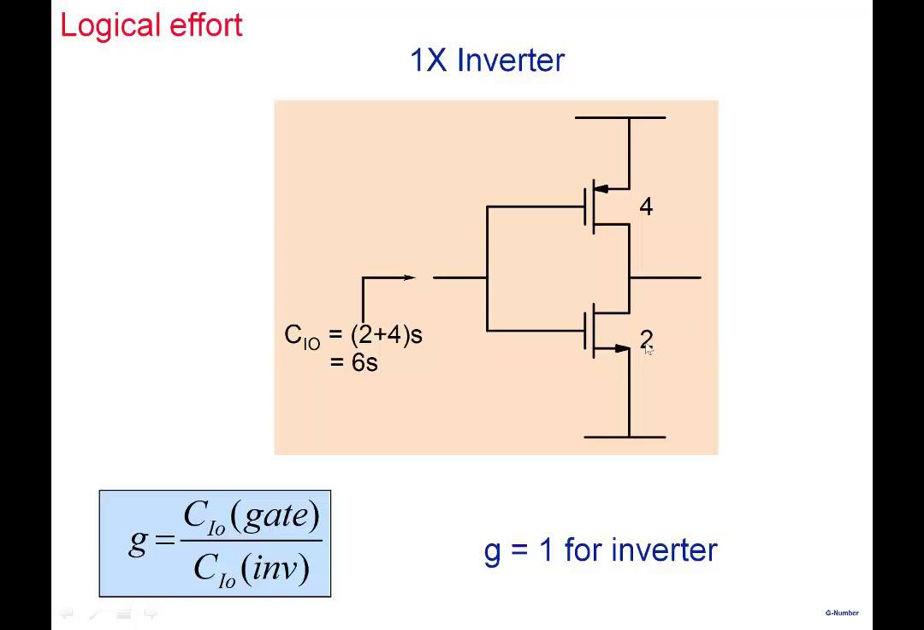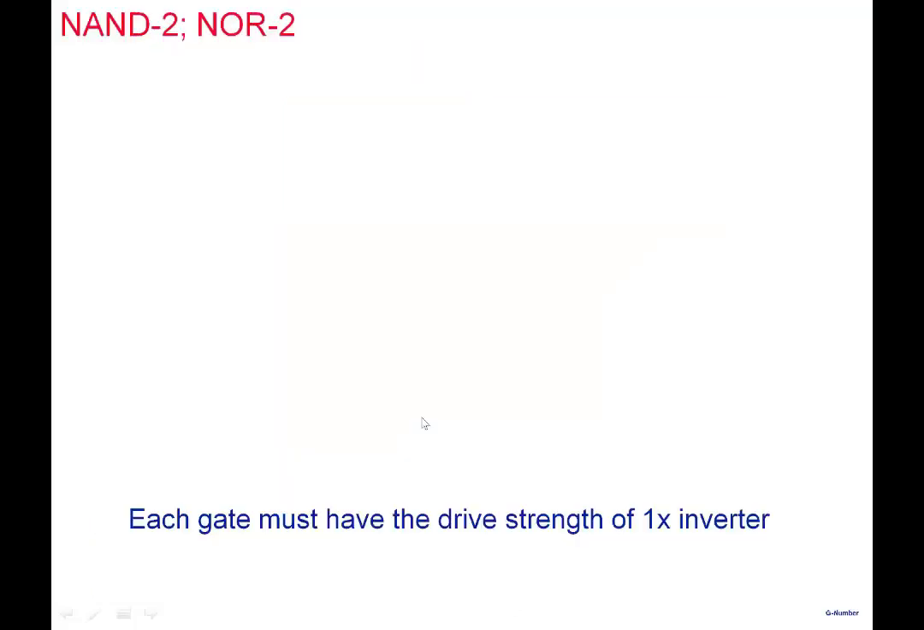We can call it 4 lambda and we can call it 8 lambda. It doesn't really matter. You can put 4 plus 8, so you'll get 12, and some multiplying factor s, which doesn't matter because we'll be taking ratios. So anyway, the logical effort of an inverter, Ci0 of an inverter divided by Ci0 of an inverter, obviously is 1. So that doesn't matter here.